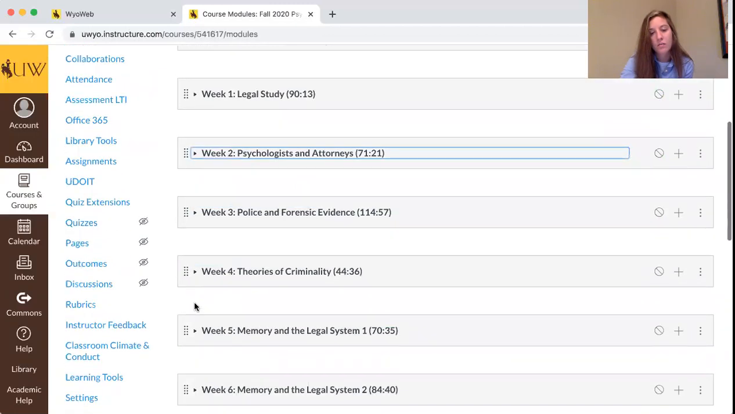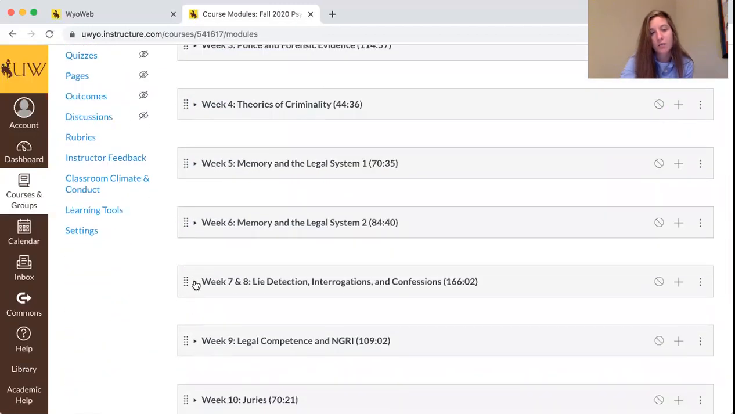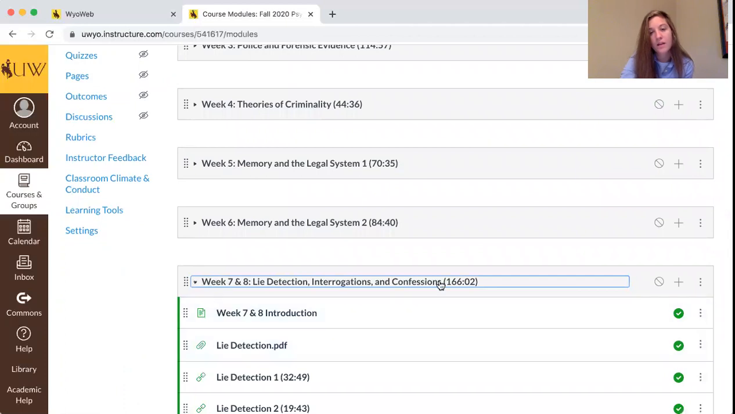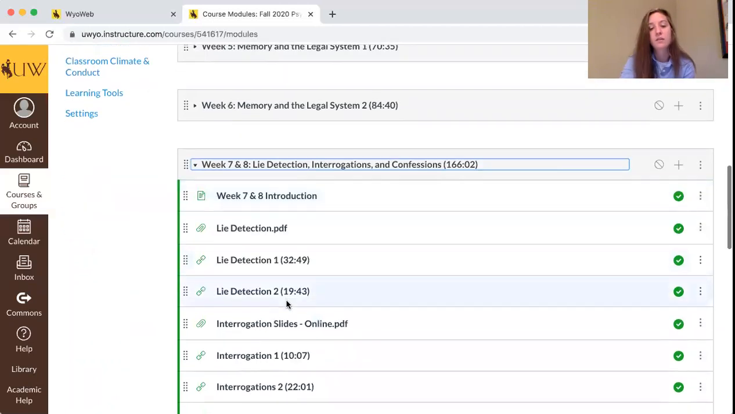You'll also see that some weeks it's kind of doubled up, so there'll be week 7 and week 8. So you can see the time here is a lot higher, but that's because you'll have 2 weeks to complete those materials.